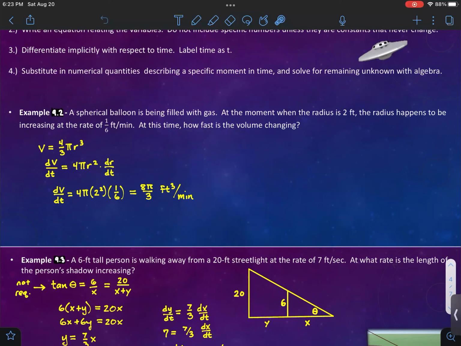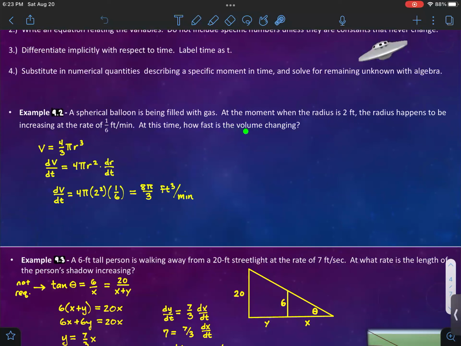We see clues that time is involved. I see the word time. I see a rate of change given in feet per minute, which is a unit of time, right? So our first goal upon seeing those clues is to set up an equation for a related rates problem.